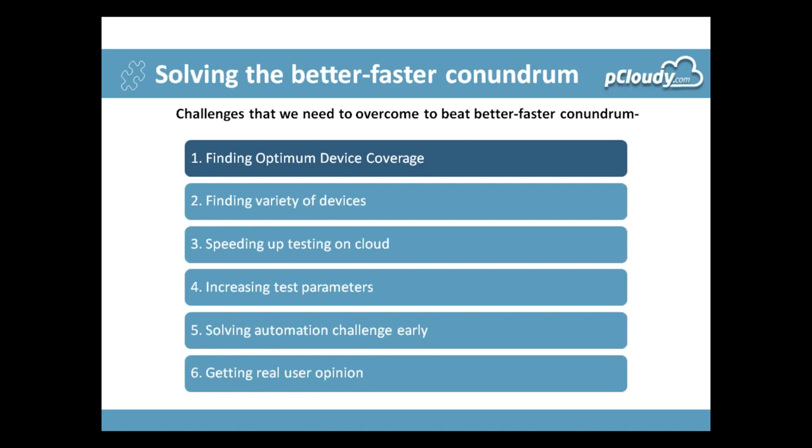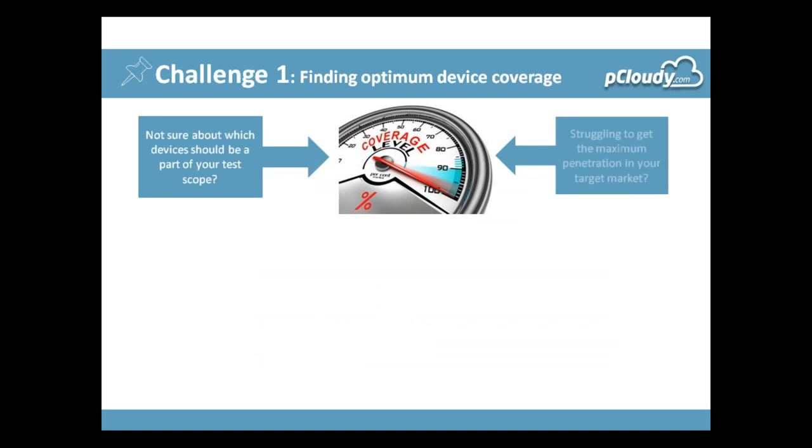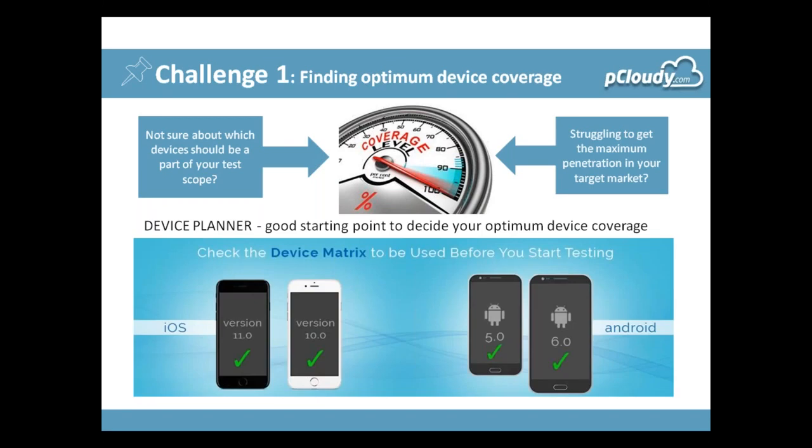So the question is, how do we find out optimum device coverage when you start your mobile app testing? And that is a very important part of the strategy. If you don't have the device coverage in place, your testing will not be complete. So, that's a huge challenge. But luckily, as part of pCloudy, we provide you data which can be a very good starting point to figure out the right device coverage. And the feature that we provide is called Device Planner.